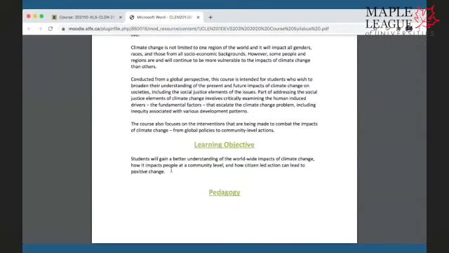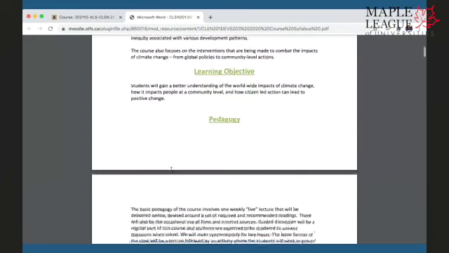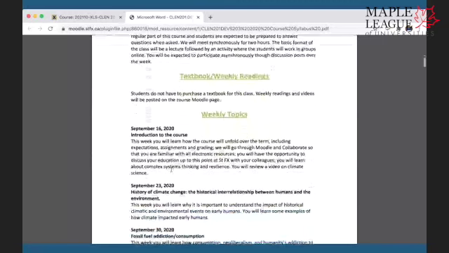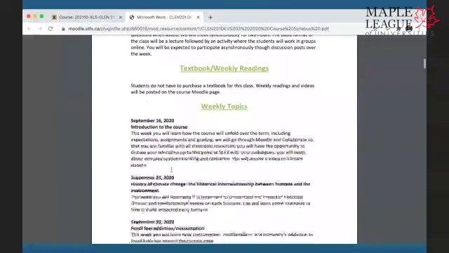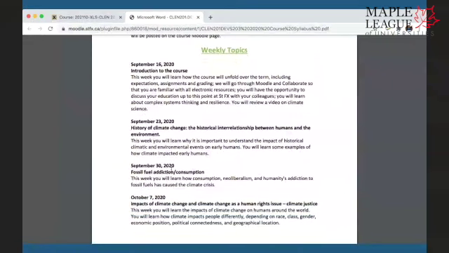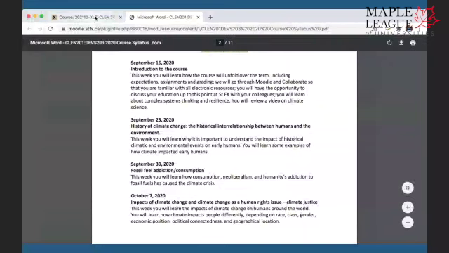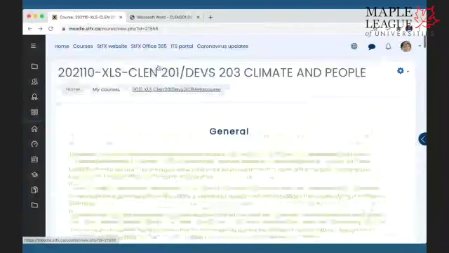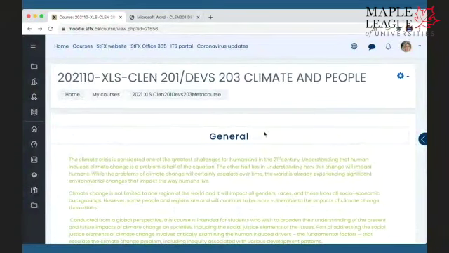The course focuses on interventions, and we talk about global policies and community-led actions. The learning objective: students will gain a better understanding of the worldwide impacts of climate change, how it impacts people at a community level, and how citizen-led action can lead to positive change. I didn't give them a textbook, but I do give weekly readings. For the weekly topics, I'm going to scoot over to my Moodle page. So this is the Moodle page, and then I'll show you the different topics.